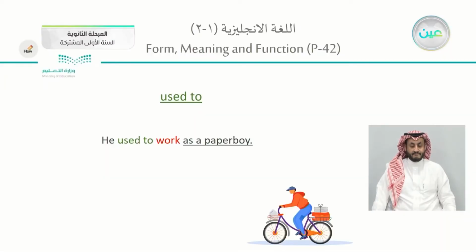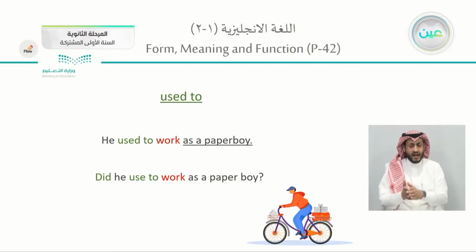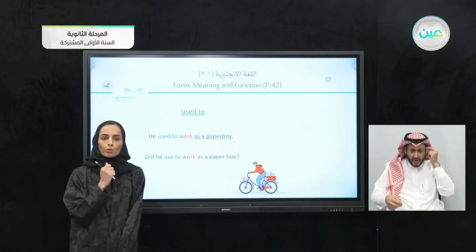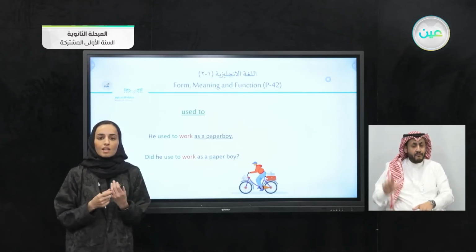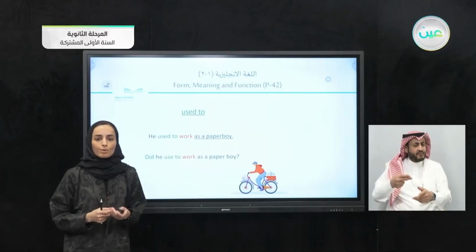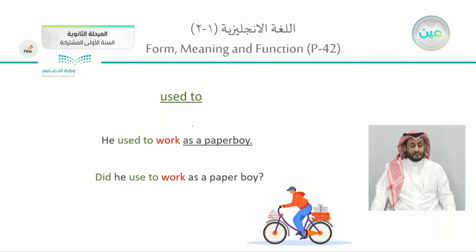Let's ask a question about being a paper boy. The yes/no question is, did he use to work as a paper boy? Speaking about a paper boy, the WH question word, the suitable, we're having who, how, what, where, or when. We're having here the question which is about occupation or a job, something, not a person. So we will use what.